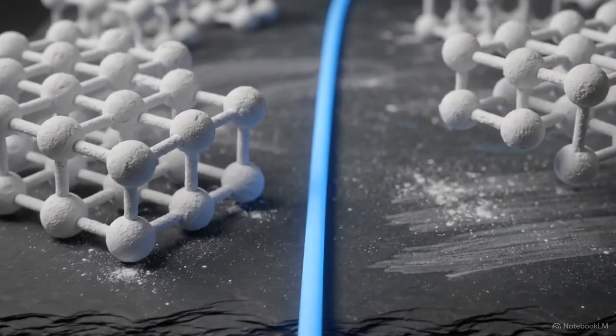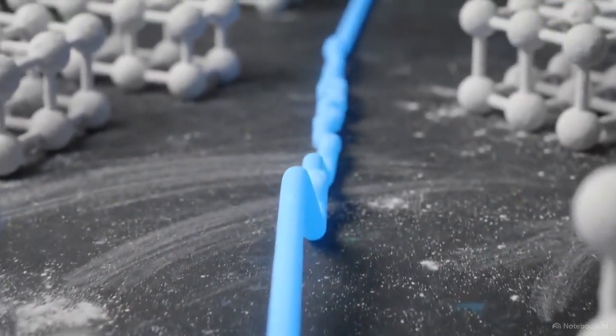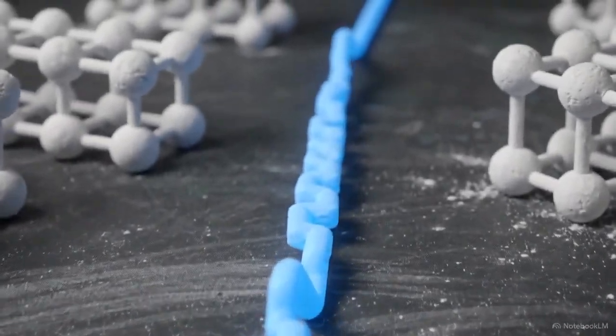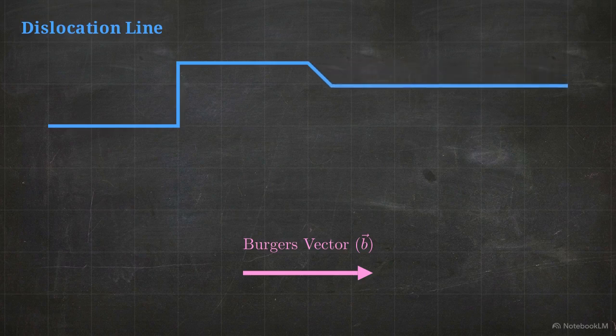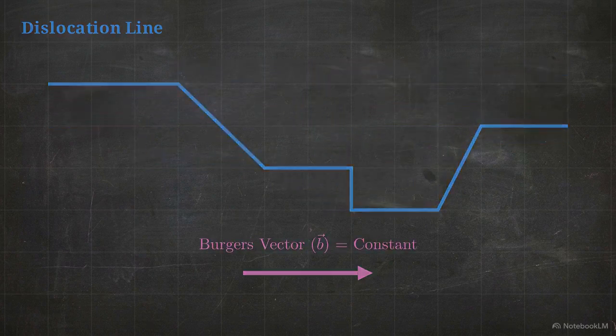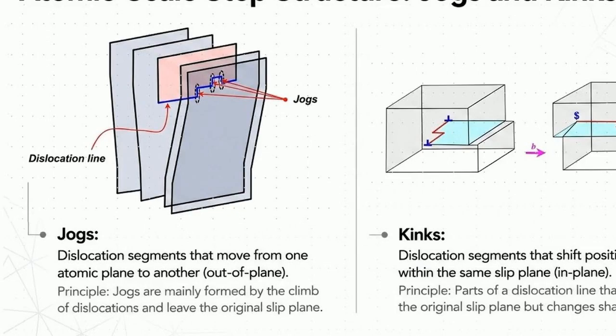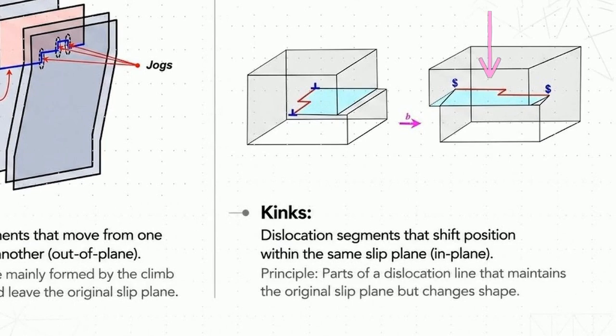In a physical metal, dislocation lines are almost never perfectly straight. They contain sub-nanometer steps that shift their trajectory. Regardless of the shape these steps take, the fundamental direction of the atomic displacement, the Burgers vector, remains constant. This graphic shows the two types of atomic scale steps. On the left, we have jogs. These segments move vertically, leaving their original atomic plane. On the right are kinks. These segments shift their position horizontally, but remain within the same slip plane.